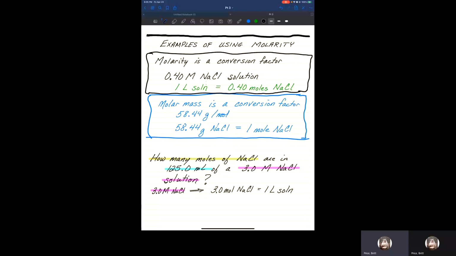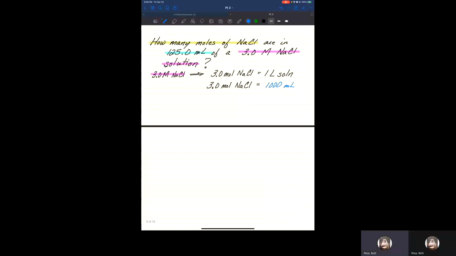If you feel a little sneaky, I don't know how sneaky this is, you could write this as 3.0 moles NaCl. And then what does 1 liter equal? 1 liter is 1,000 milliliters. So if you'd like, you can go ahead and use it that way. Got no problem with it. If you feel more comfortable doing the conversion elsewhere, that's fine. I'm going to show it with the conversion.